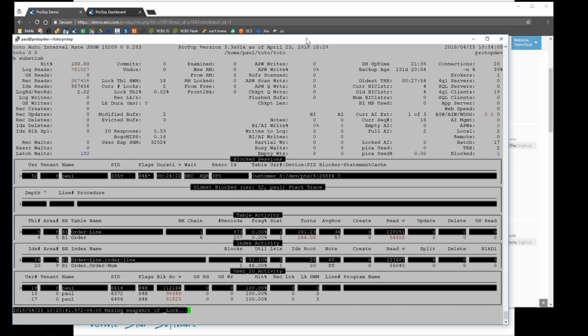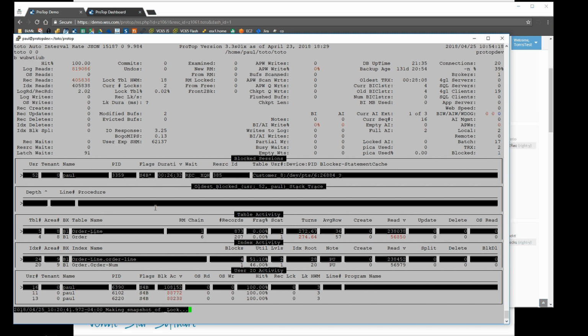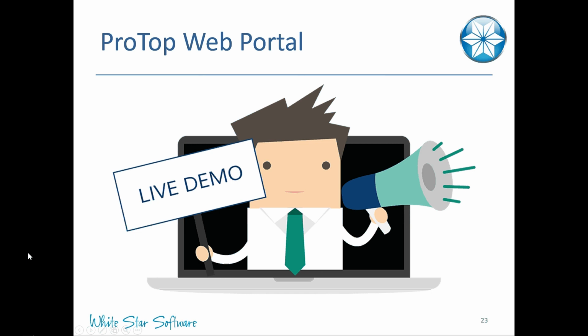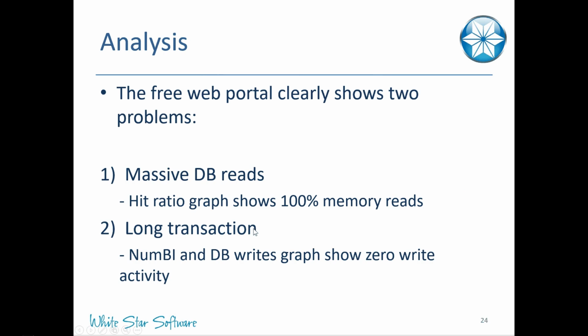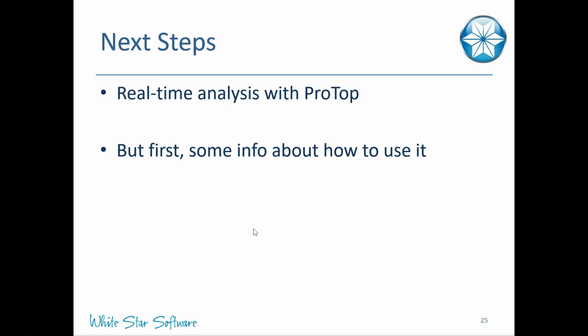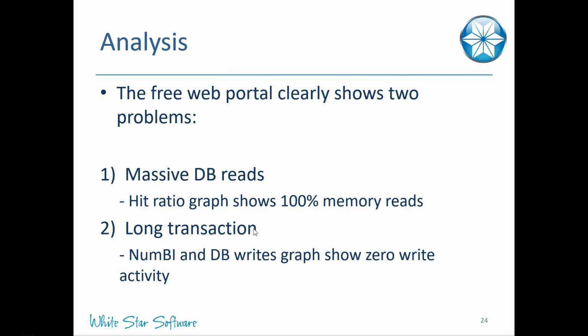Actually, I wanted to show you, before I do that, let me just go back to here. All right, so what did we see? I'm just going to quickly run through the slides before I jump into ProTop here. So what did we see? Well, we saw massive reads. We saw 100% memory, so there was no OS reads. We saw this long transaction. All right? So these are the two problems that we saw right out of the graphs.